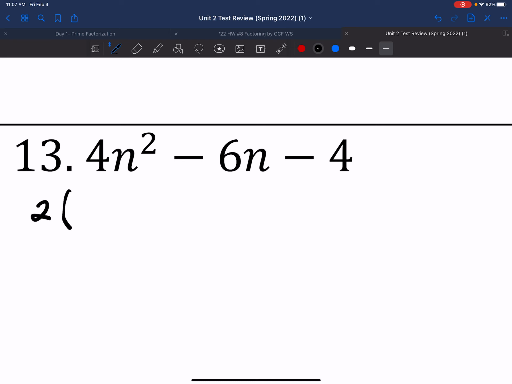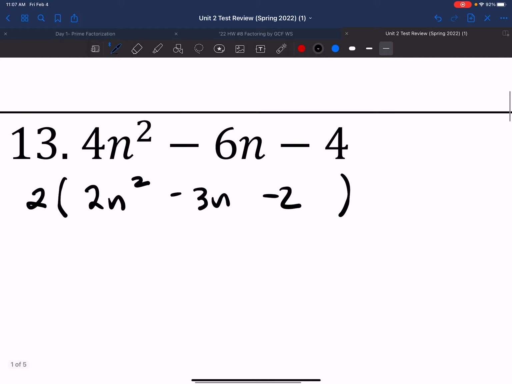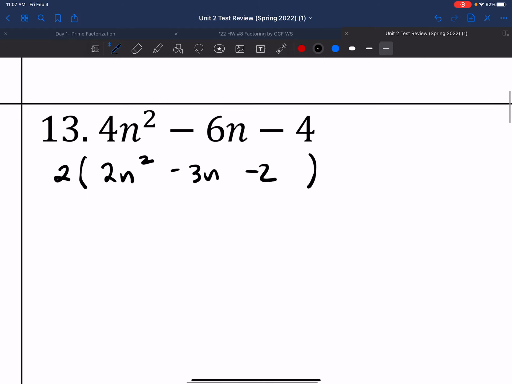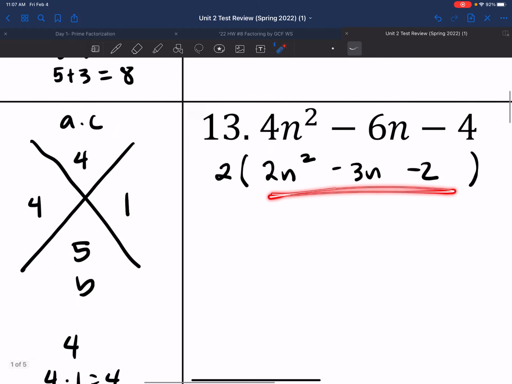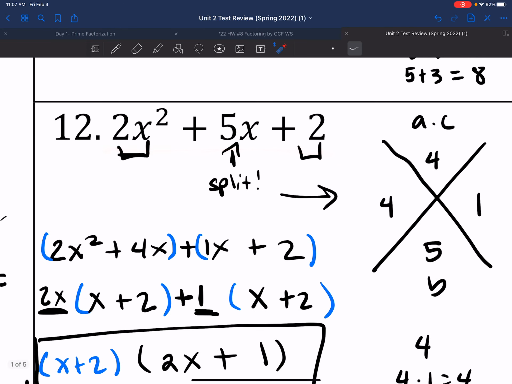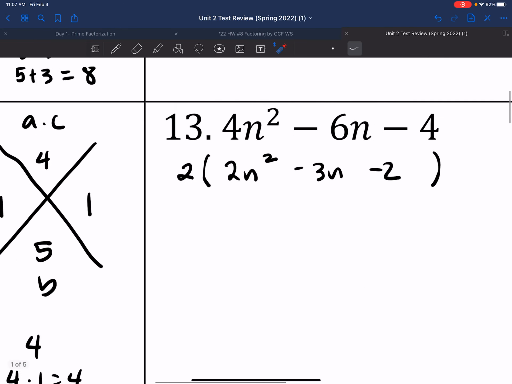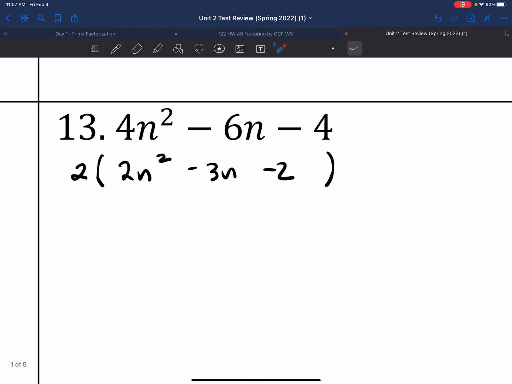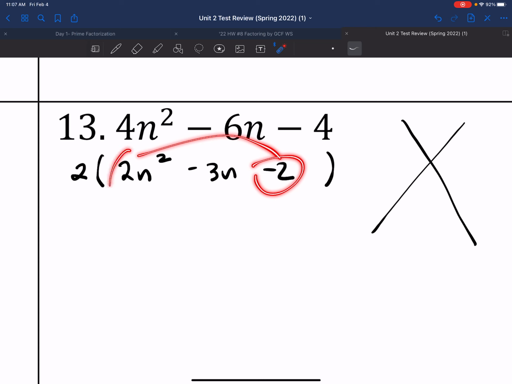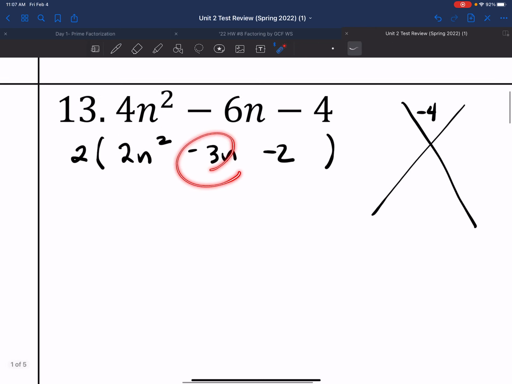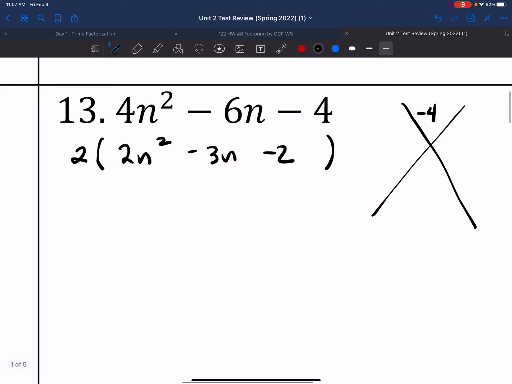And that's just going to be 2n squared minus 3n minus 2. And then this right here is just exactly what we have over here. Well, not really exactly, but in the same format. So I'm going to split that up using the x method. So I'm going to go negative 2 times 2. It's just going to be negative 4. And then in the bottom, that's going to be negative 3.